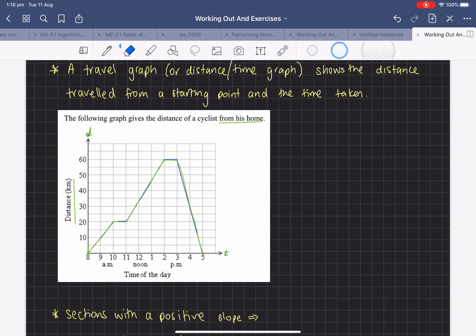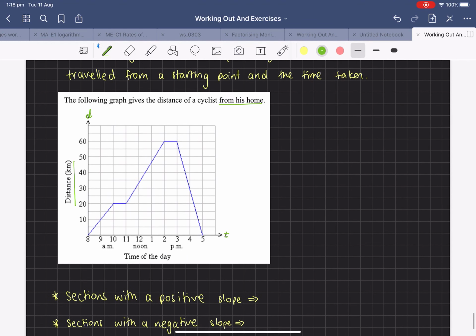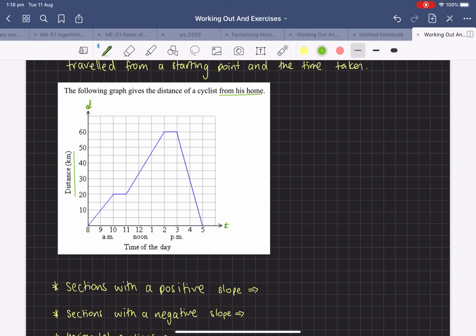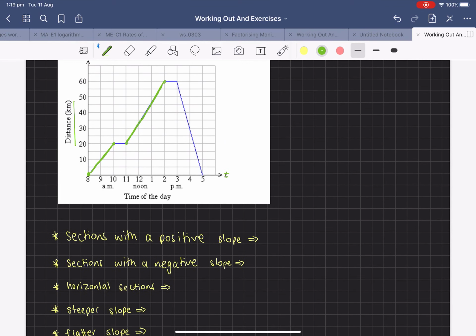So what's important to see here is that when we have a positive slope, what that means is that from left to right, the line segment is going up. So any sections where the line segment is going up from left to right, we say that that has a positive slope. That means that the person is moving away from their starting point.